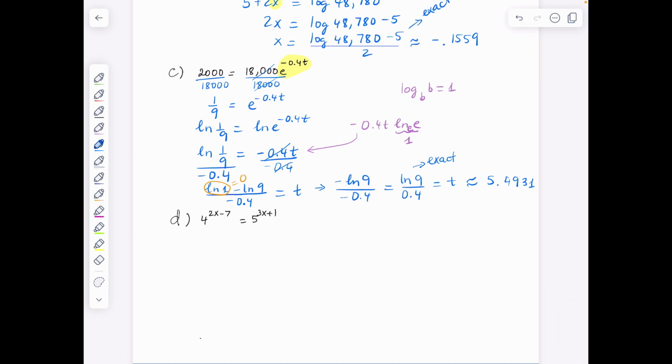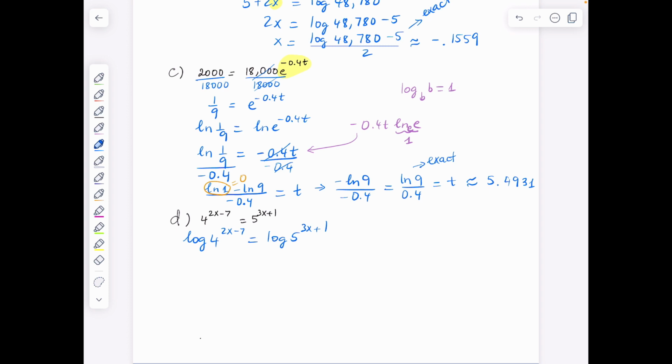Now, sometimes you might have two exponential expressions in one equation. In this case, make sure one of them is isolated, and then we're going to take the log of the same base for both sides. So in this one, you can pick log base 10 or log base e. It doesn't really matter since neither one is going to match with these bases here. So I'm just going to use log base 10. So log of 4 to the 2x minus 7 equals log of 5 to the 3x plus 1. Again, using log base 10 here.